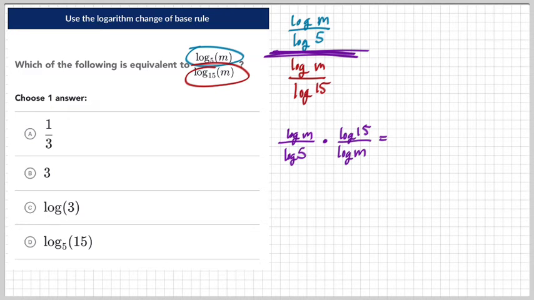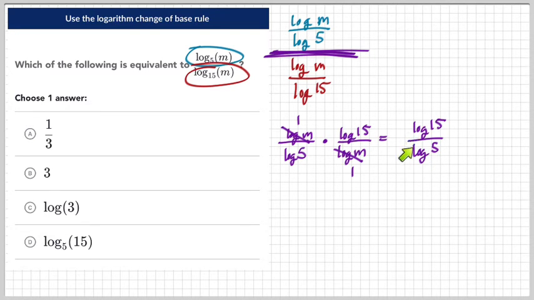Okay, now you guys can see it. You guys see cool stuff we can do? Yeah, we can kill them. Okay, so they're dead. All right, we just did a cross cancel action there. This is 1, this is 1. But now when I multiply straight across, I get log of 15 and log of 5. Which is the same as log. Okay, so now check this out.